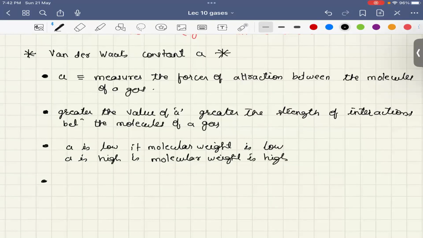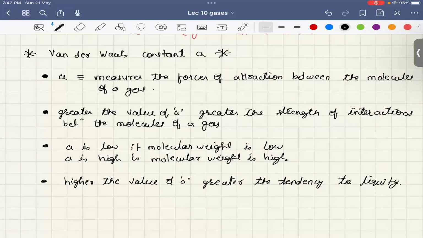It may be noted that the greater value of A also reflects the greater tendency to be liquefied, right? Higher the value of A, greater the tendency to liquefy. Therefore, gases having higher value of A will also be highly liquefiable, right?